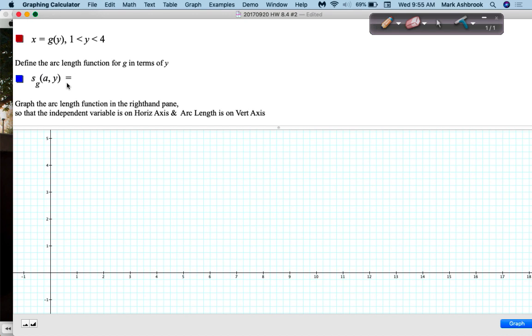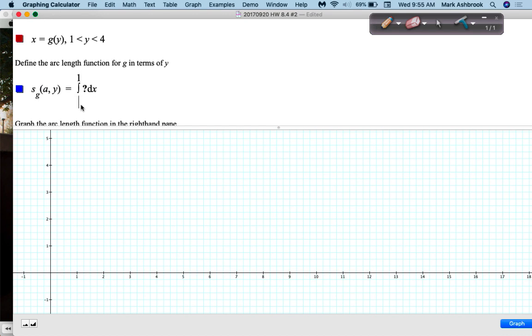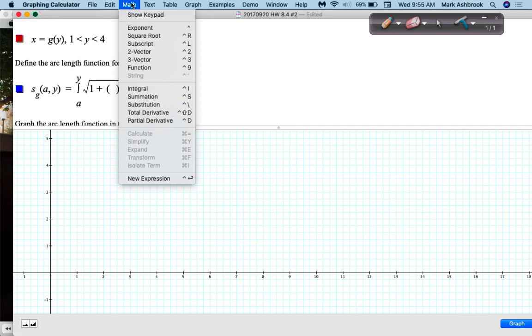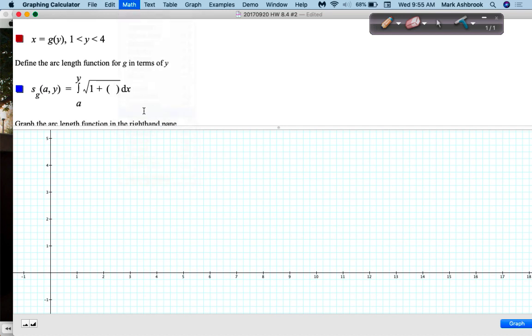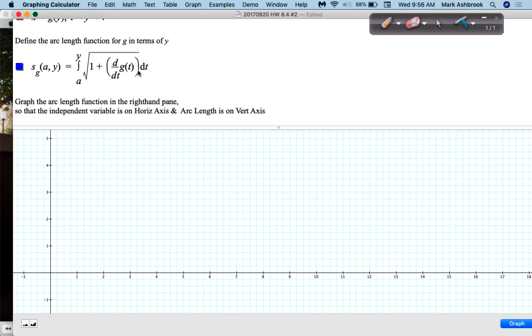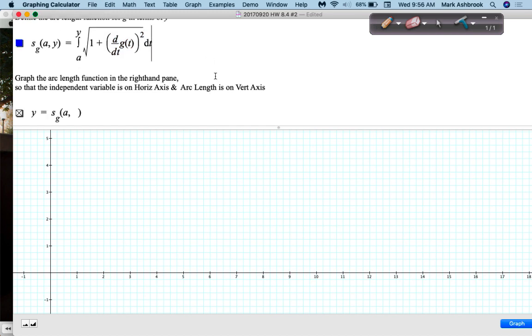Equals integral a to y of square root of 1 plus, in parentheses, the derivative of g of t with respect to t, squared. Is it right now? Is that what we had? Squared. Thank you. How's it look? Stay right there.